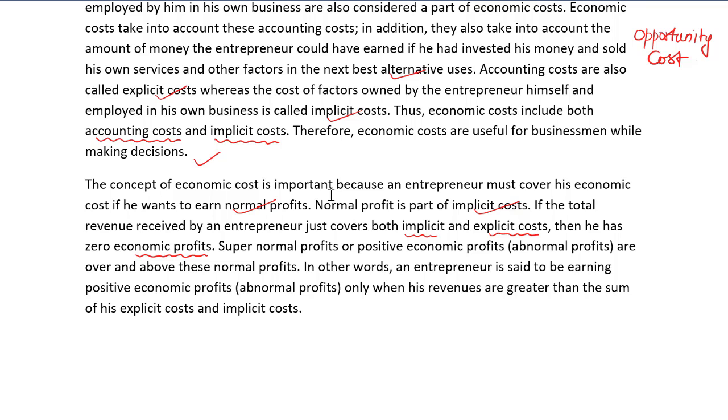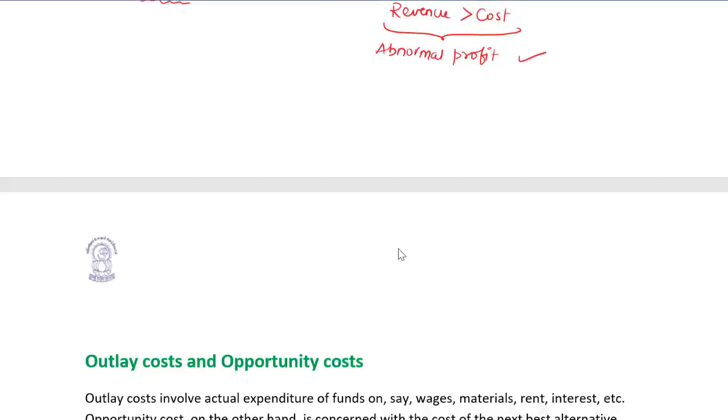Supernormal profit or positive economic profits, or we can say abnormal profits, are over and above the normal profits. In other words, an entrepreneur is said to be earning positive economic profits, that is abnormal profit, only when his revenue is greater than the cost. Revenue is greater than cost. This is a situation of abnormal profit. I believe it is clear to all of you.